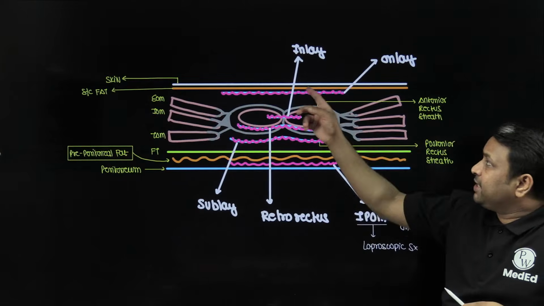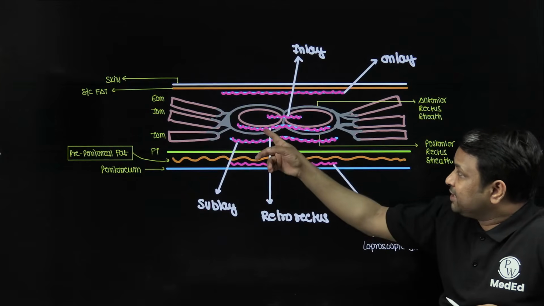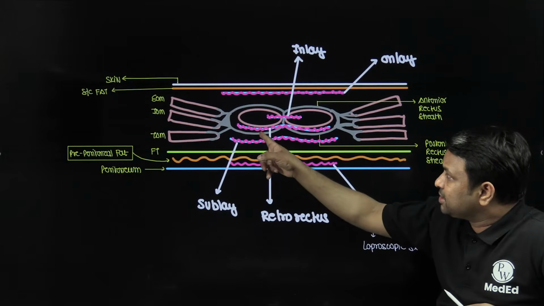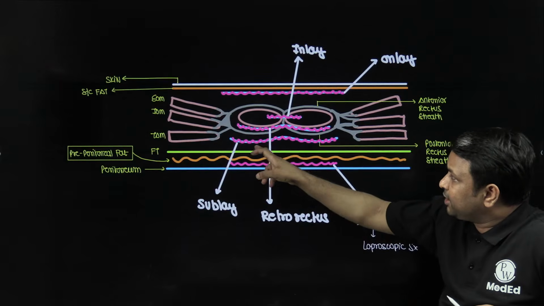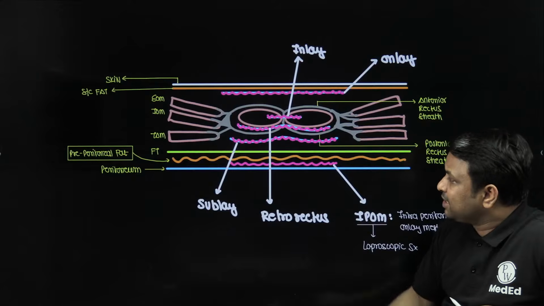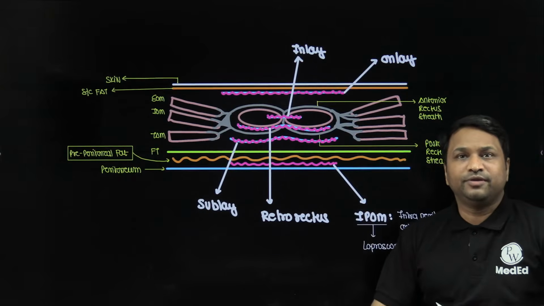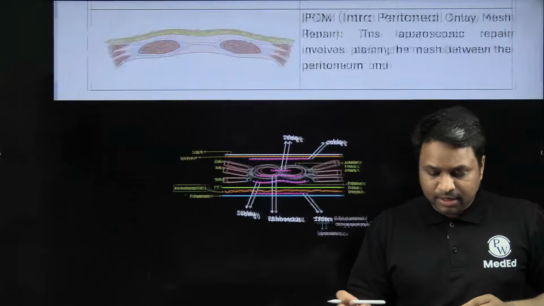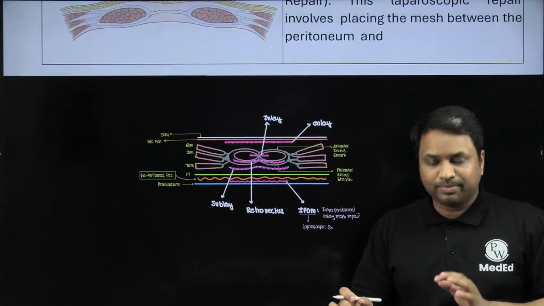So when I say onlay, it is under the subcutaneous fat. If I say inlay, it is between the two rectus abdominis muscles. If it is retrorectus, it is between the rectus abdominis muscle and the posterior rectus sheath. If it is sublay, it is between the posterior rectus sheath and the fascia transversalis. And if it is going to be IPOM, it is above the peritoneum and below the fascia transversalis, right? So this is all in all that you should know in the context of mesh placement.